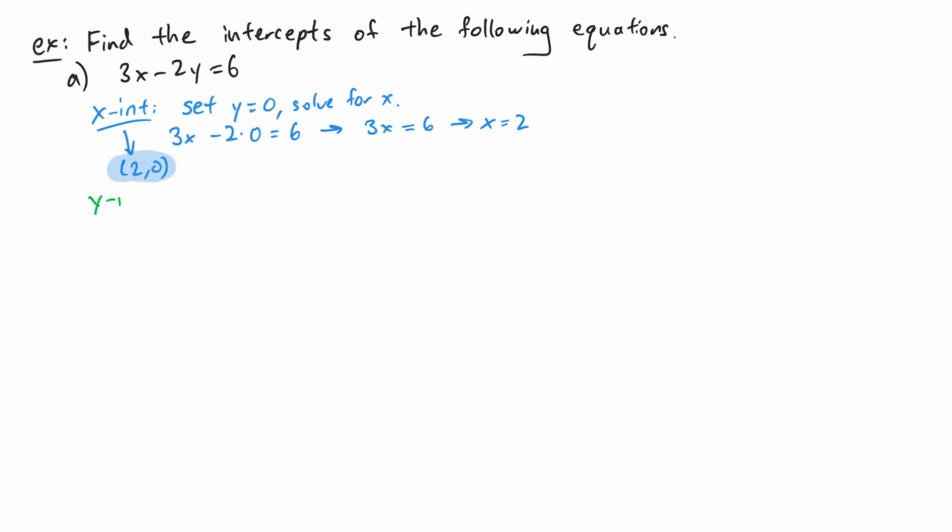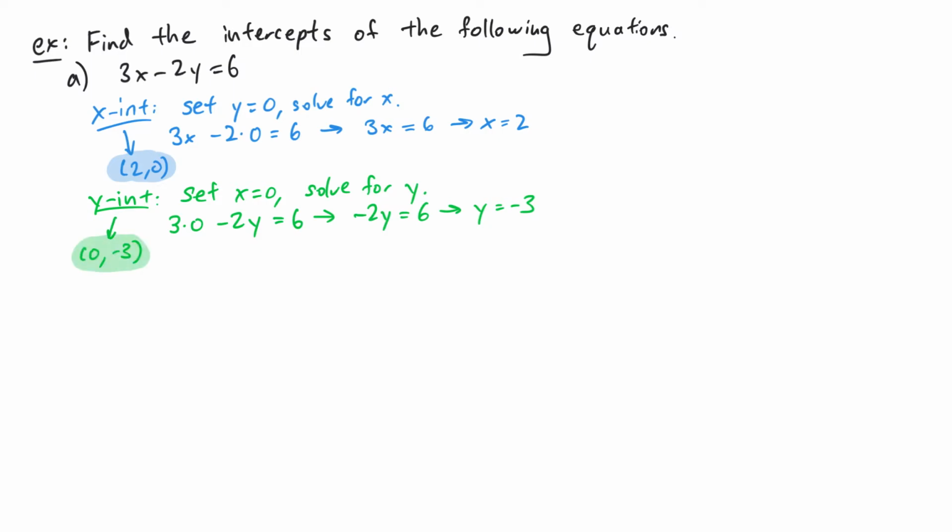To find the y-intercepts, we want to set the x equal to 0 and then solve for y. So in our equation, plugging in x equal to 0, we get 3 times 0 minus 2 times y equals 6. Simplifying the left-hand side, we're left with negative 2y equals 6. Then dividing both sides by negative 2, we get y equals negative 3. And this means that when the x-coordinate is 0, the corresponding y-coordinate has to be negative 3. So our y-intercept is the point 0, negative 3.